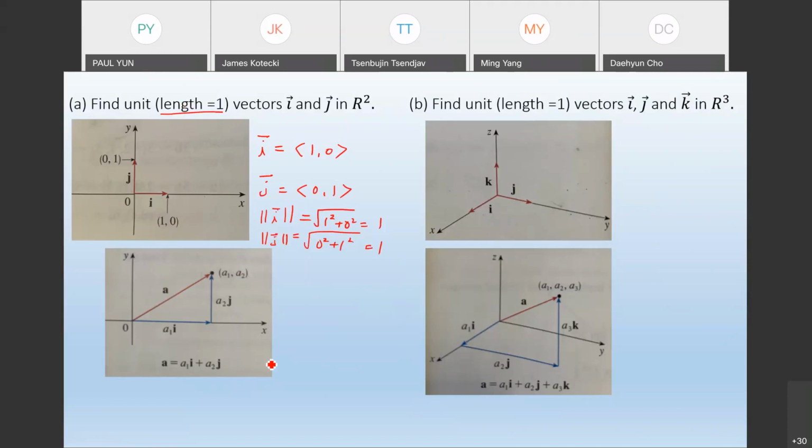Check this out. Vector A is A sub 1, 0, A sub 2 minus 0, which is A sub 1, A sub 2. Maybe think this way: A sub 1, 0 plus 0, comma A sub 2. That is A sub 1 times 1, 0, plus A sub 2 times 0, 1. That is A sub 1 vector I plus A sub 2 vector J. If you understand this notation, type yes, please.